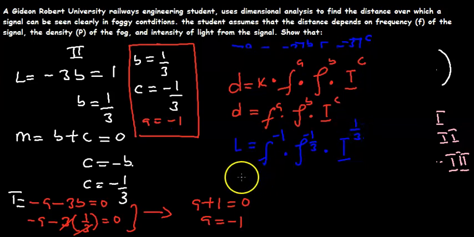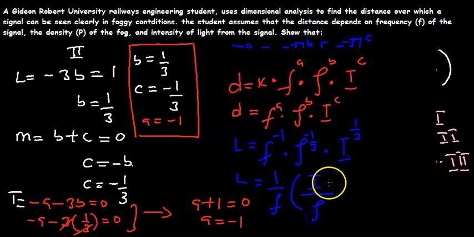So our L is going to be 1 divided by frequency, which is the same thing as saying F to the power of negative 1. Here we have density, here we have intensity. We're going to put everything in bracket, which is going to be the intensity divided by the density. What we have in common is 1 divided by 3, multiplied by the negative, which is going to be negative 1 divided by 3. Which, if we bring it down up here, we're going to have our cube root. So this is it for this problem.